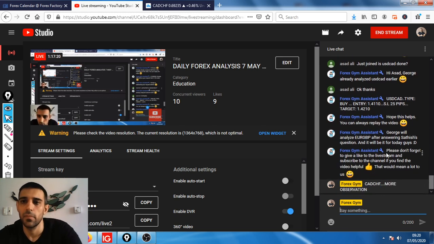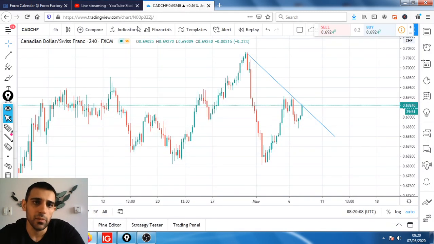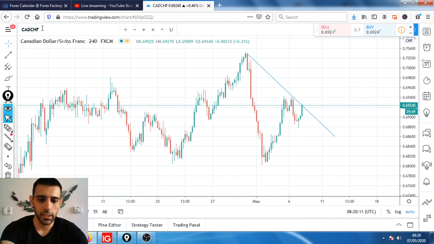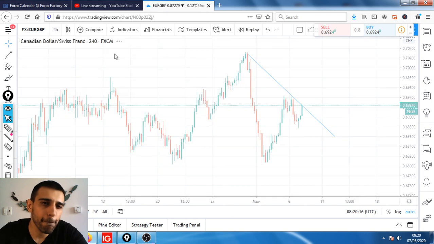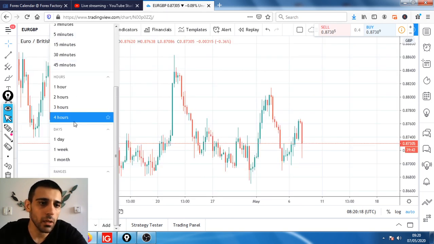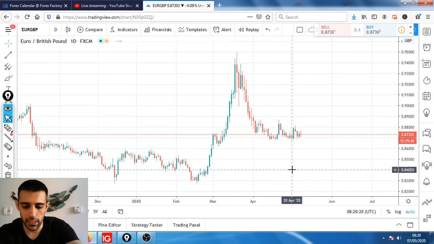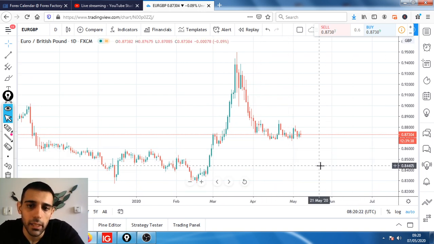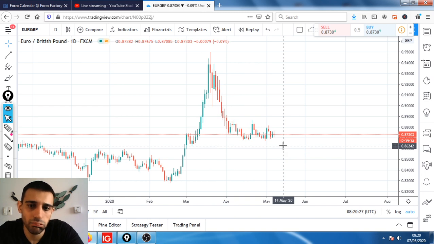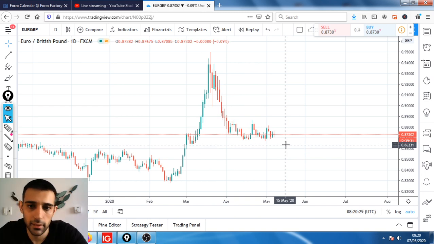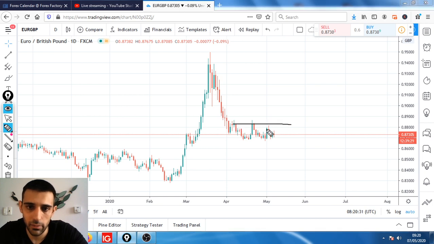So now let's jump into the euro. Was it euro against British pounds? Let's go to the euro against GBP. Let's go to the daily time frame. Yeah, we do have a choppy range. We do have a choppy range on euro against British pounds as well.